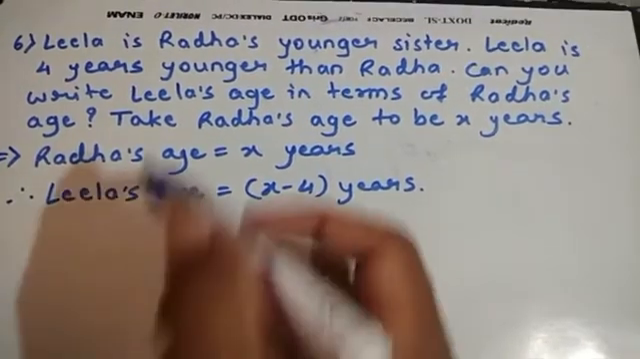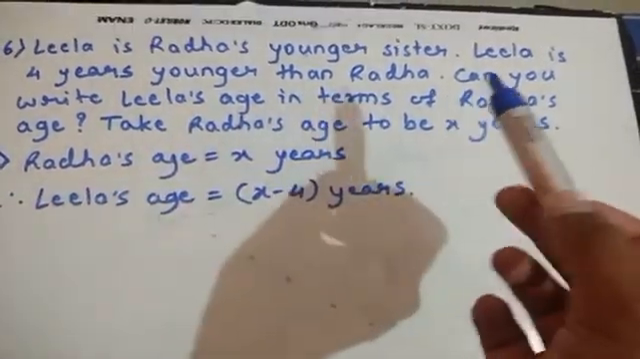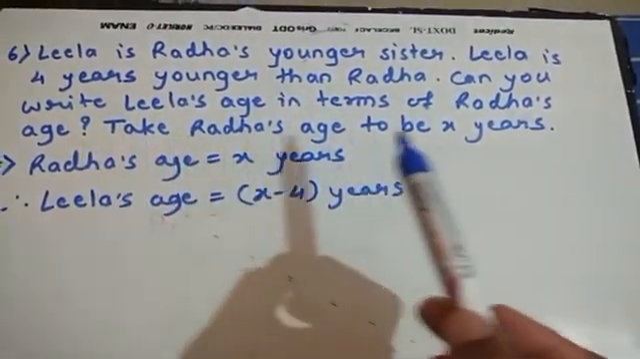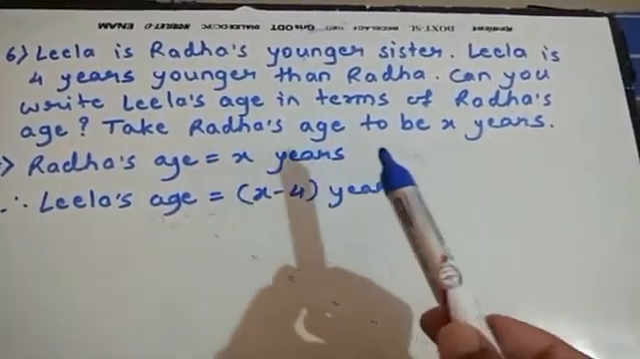See one more question here. Leela is Radha's younger sister. Leela is 4 years younger than Radha. Can you write Leela's age in terms of Radha's age? Take Radha's age to be x years.